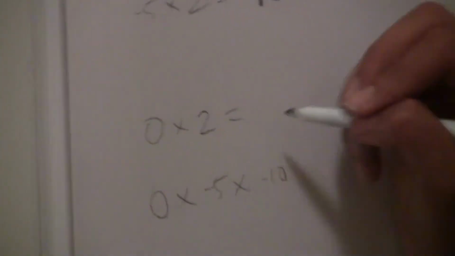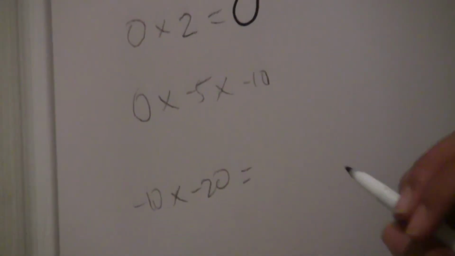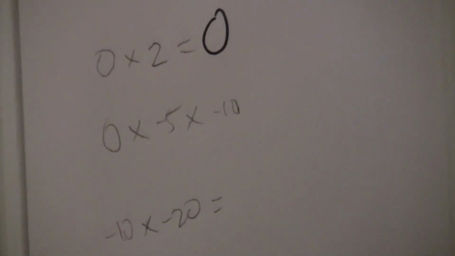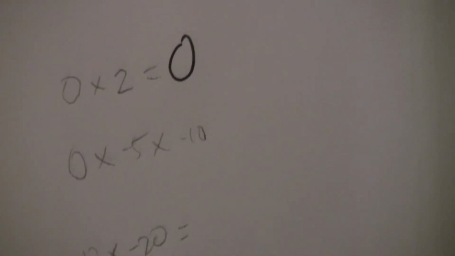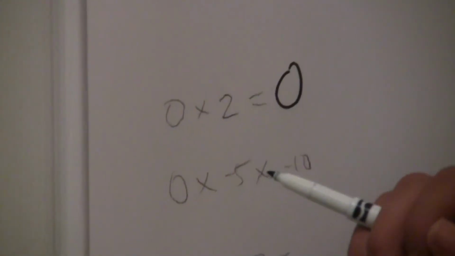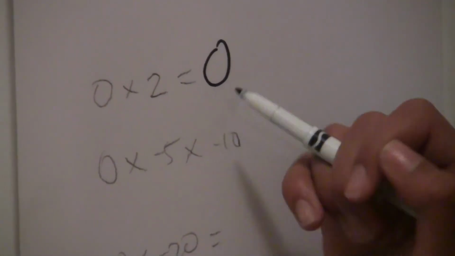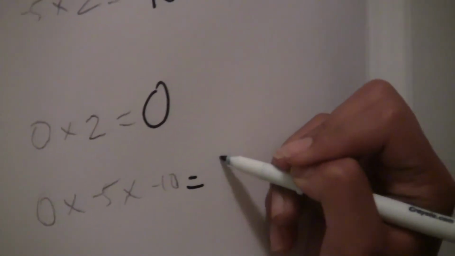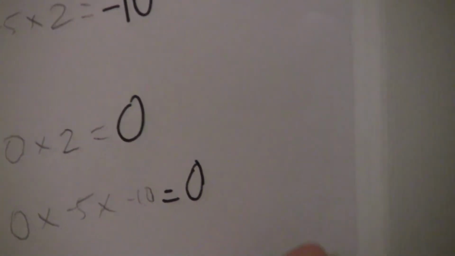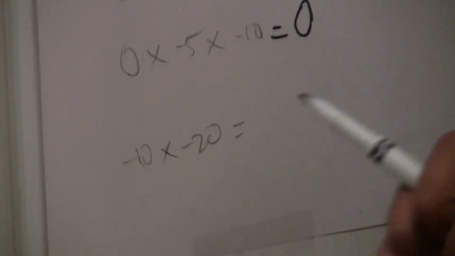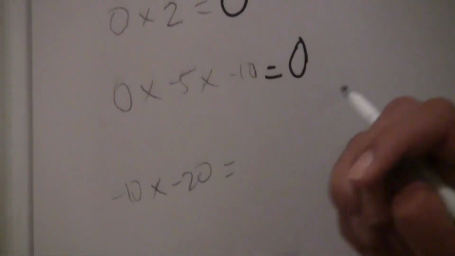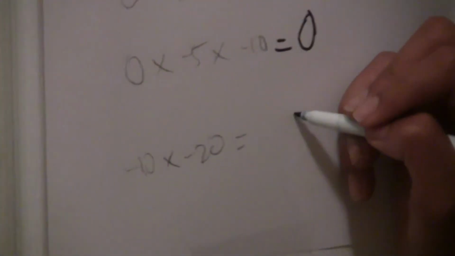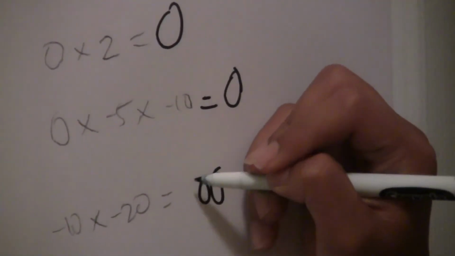And then 0 times 2 obviously is 0. Then 0 times negative 10. 0 is neutral. Sorry about that. So it's 0 times negative 10, which is 0. There's no negative. Like I said before. Negative 10 times negative 20. Signs are the same, so it would be positive. And your answer is 200.